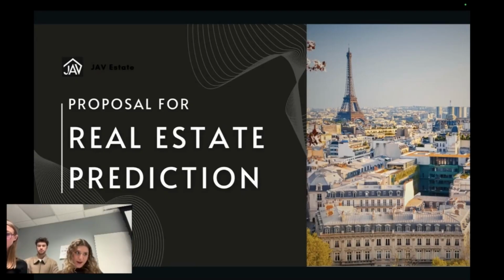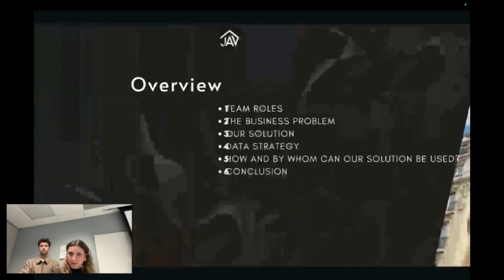Well, hello and welcome. In this presentation, we'll show you how AI can make the Paris real estate market more transparent by predicting values, identifying unusual things that can happen, like listings, and revealing price patterns across the city. So we are JV State.